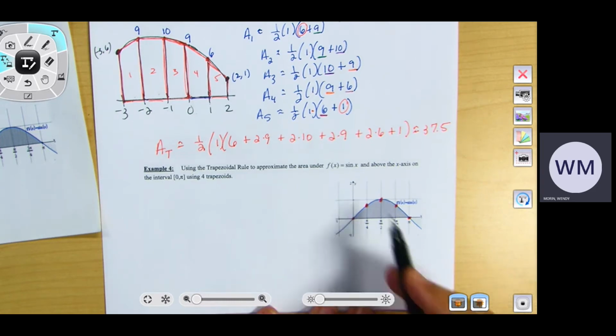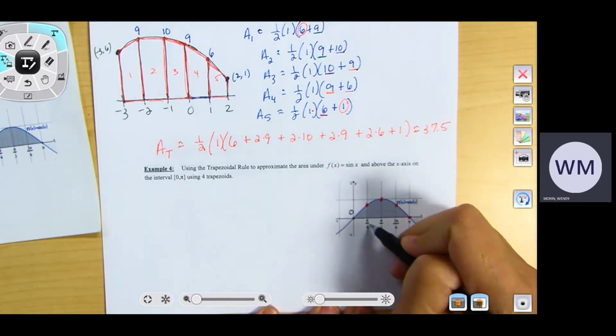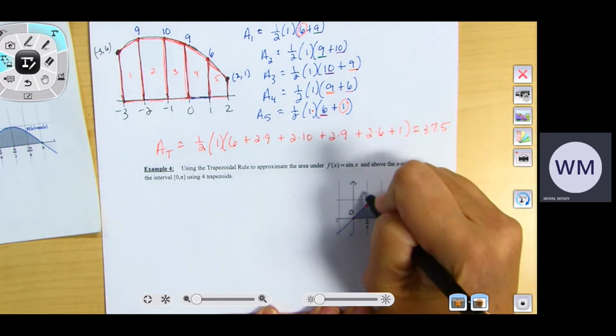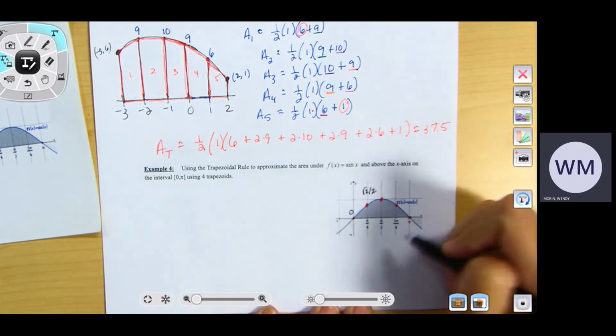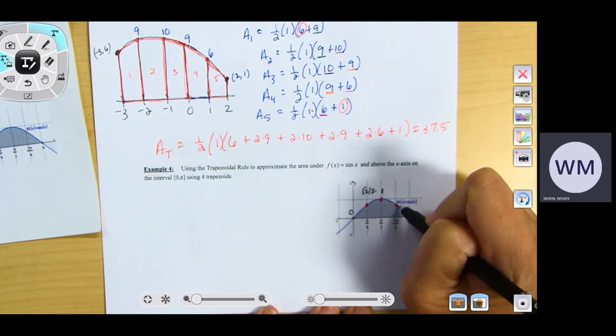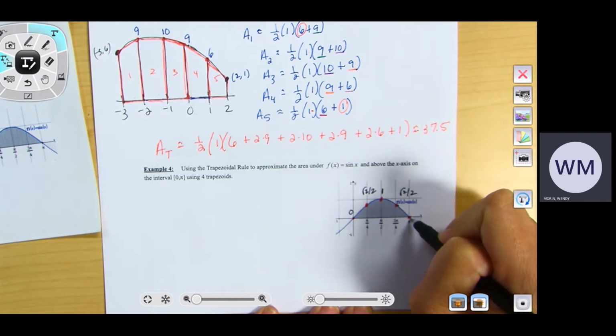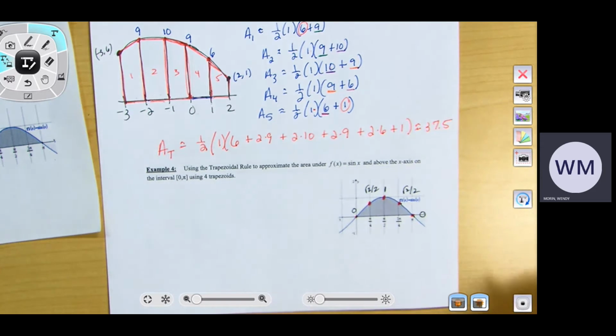Hopefully you paused. The sine of 0 is 0. The sine of pi over 4 is the square root of 2 over 2. The sine of pi over 2 is 1. The sine of 3 pi over 4 is the square root of 2 over 2. And the sine of pi is 0.